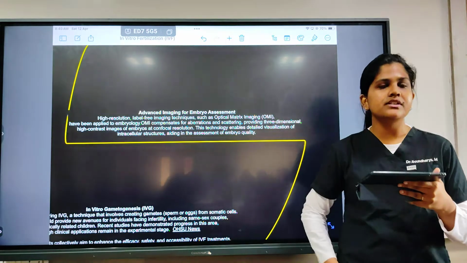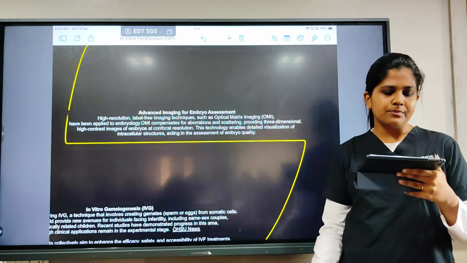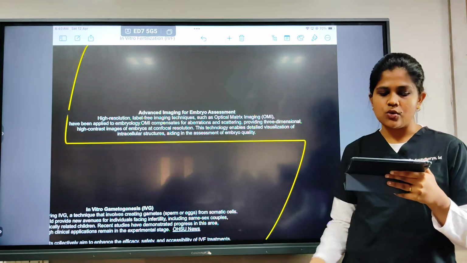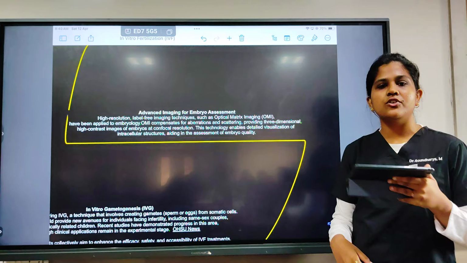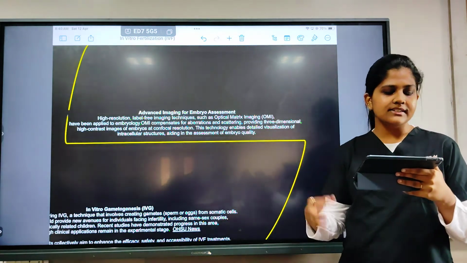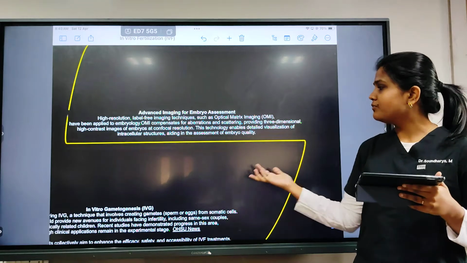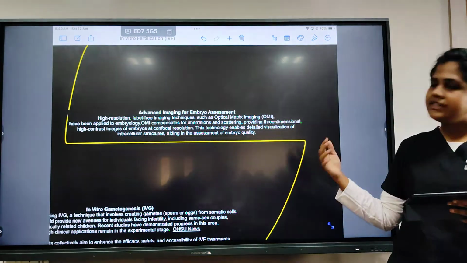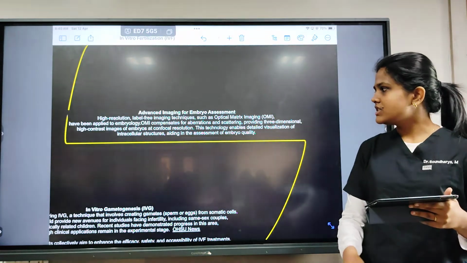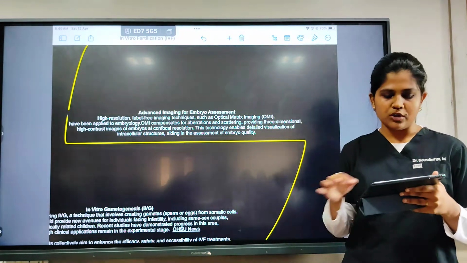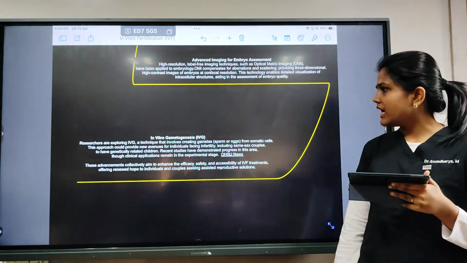Next, we also have advanced imaging technologies for embryo assessment. High resolution label-free imaging techniques such as optical matrix imaging have been applied to embryology. This OMI, the optical matrix imaging, compensates for aberrations and scattering, providing three-dimensional high contrast images of the embryos at confocal resolution. It helps us get detailed visualizations of the intracellular structures, aiding in the assessment of embryo quality.